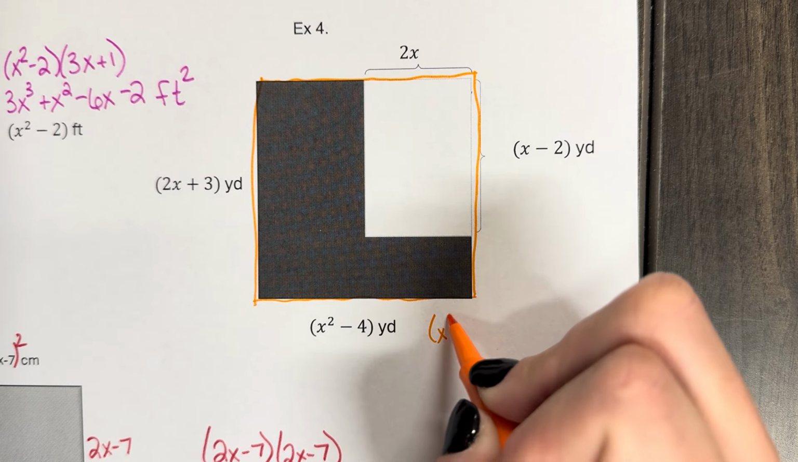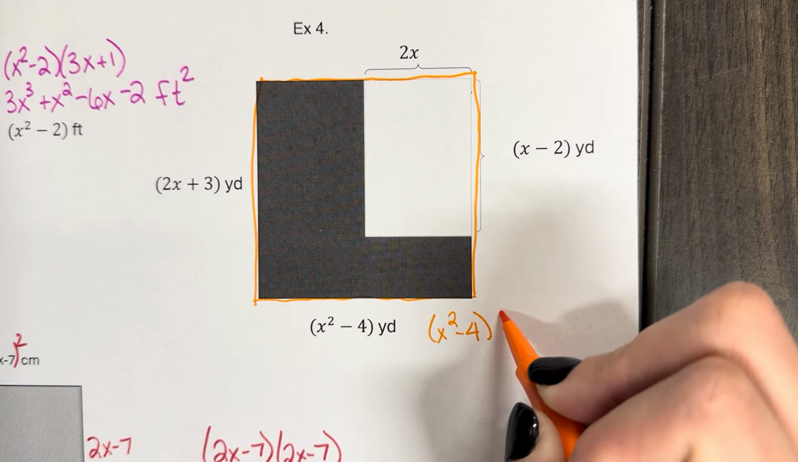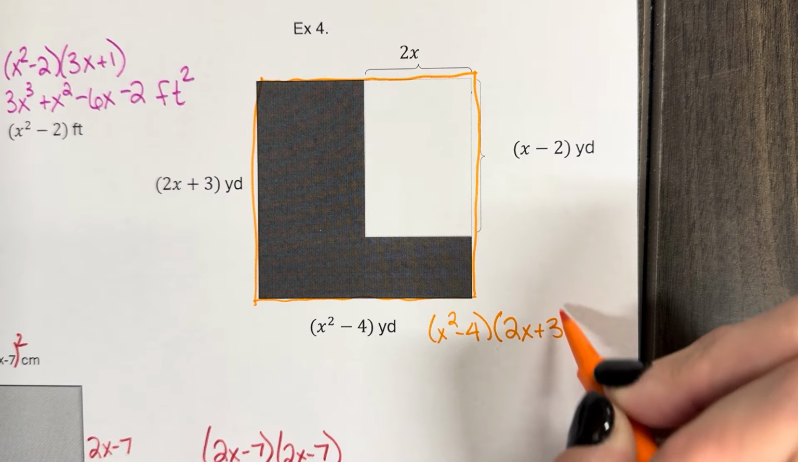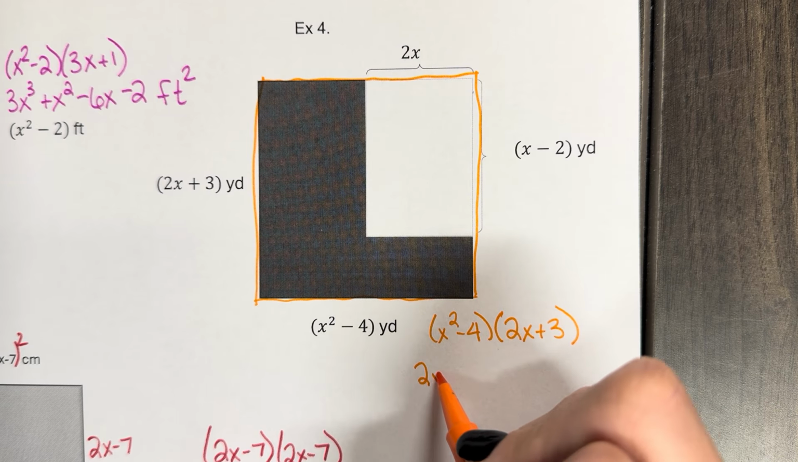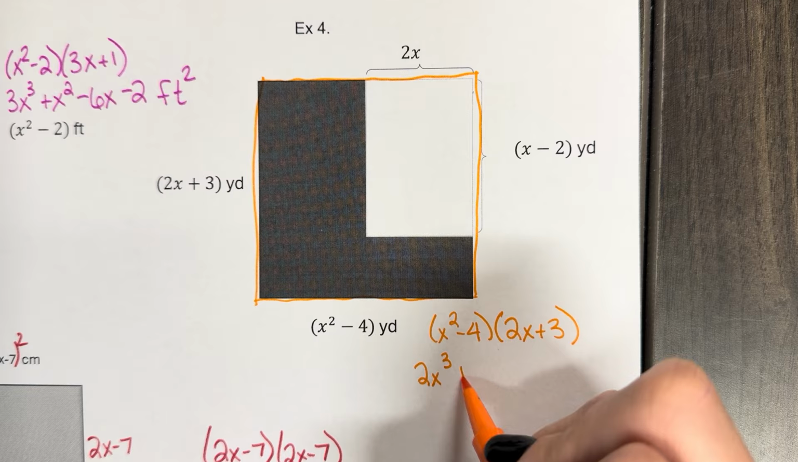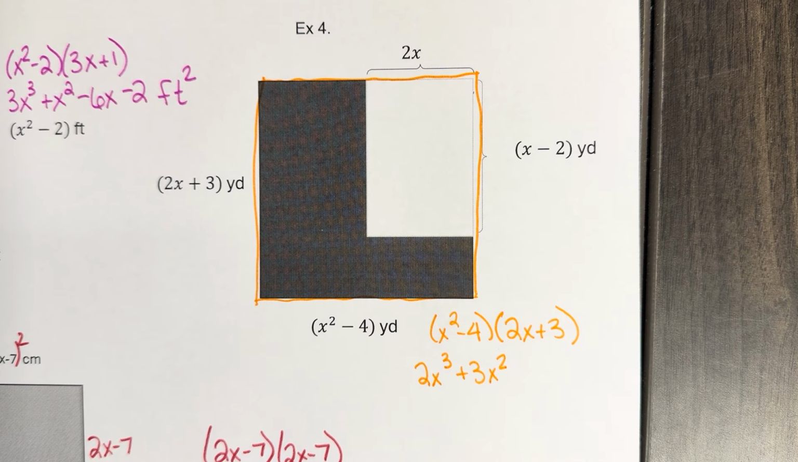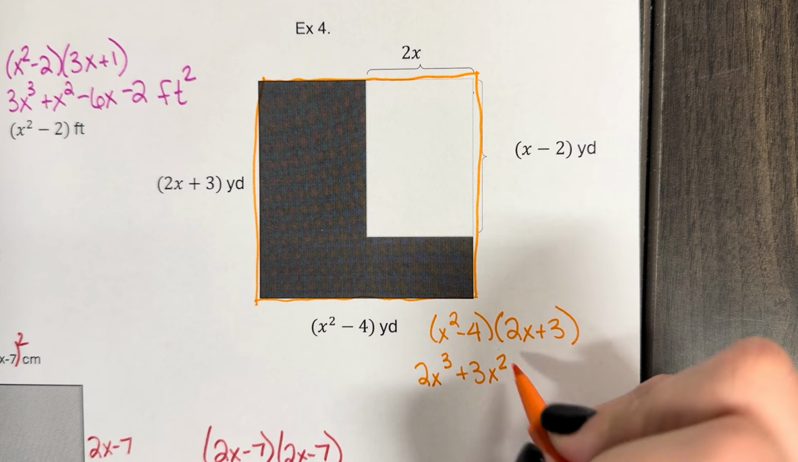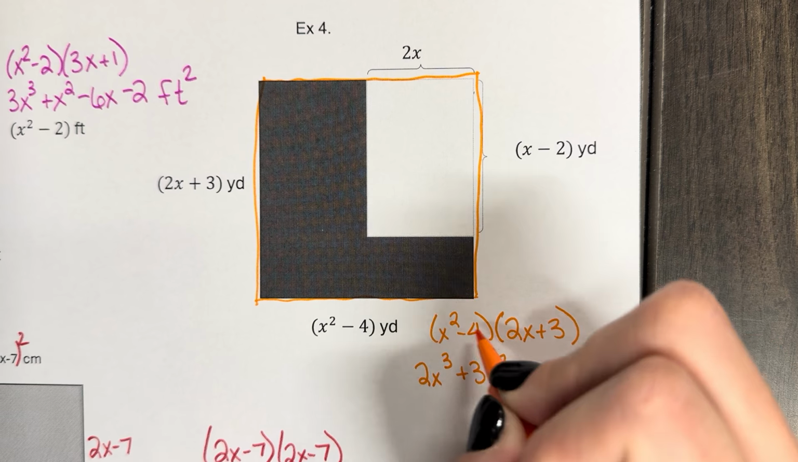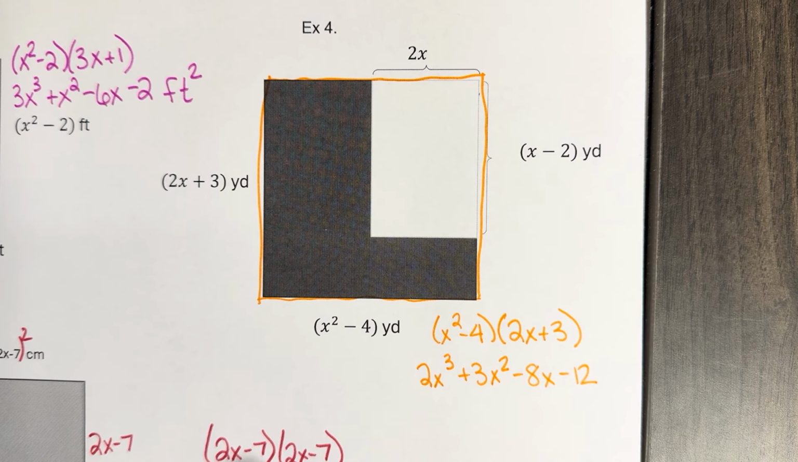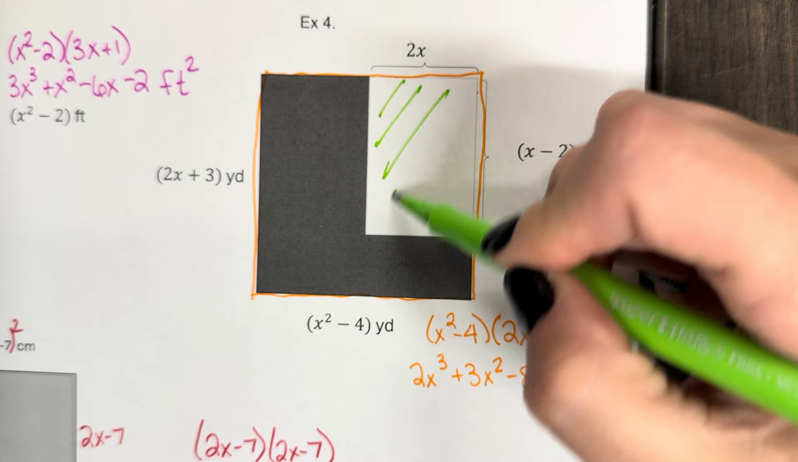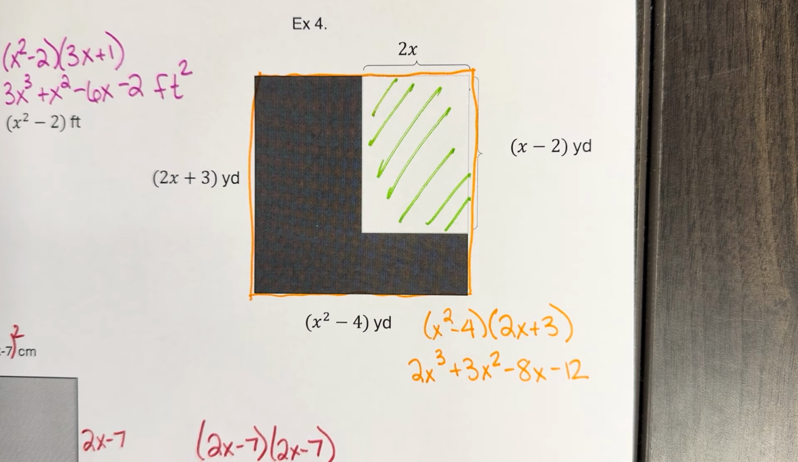So I'm going to take my x squared minus 4 times my 2x plus 3. So that's going to give me a 2x to the third plus a 3x squared minus an 8x. That's not a like term, so I'm just going to continue, minus 12. So that is the area of the whole entire thing. But I don't want the whole entire thing, right? I want this part to be cut out. So I am removing that part.